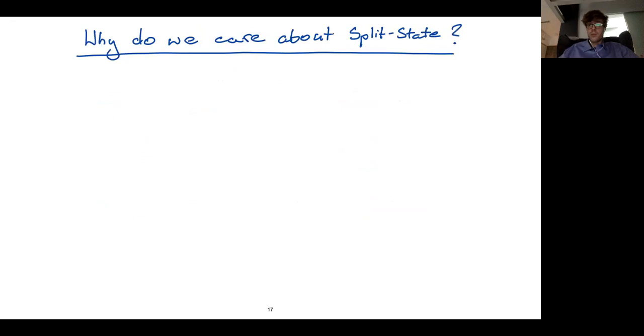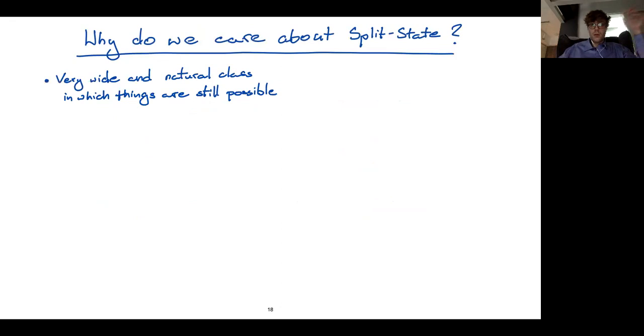Why do we care about split state? That's a good question. Well, first of all, as we discussed earlier, we have to limit the adversary somehow. And split state is a very wide and natural class for which things are still possible. There's no limit on the computational complexity of tampering on each state. It's arbitrary tampering. The only requirement is that the tampering happens independently on the states. So this is a very natural and very strong class.